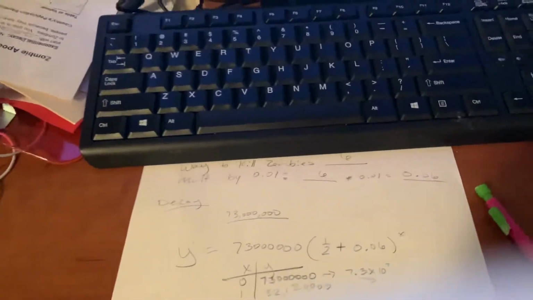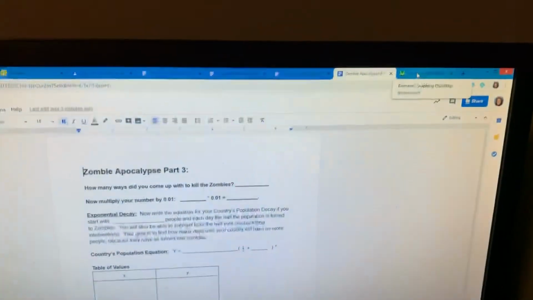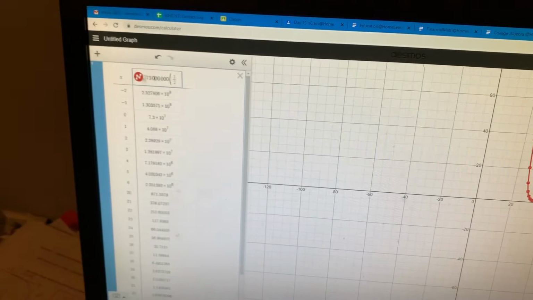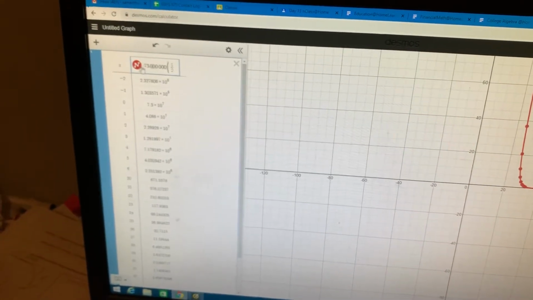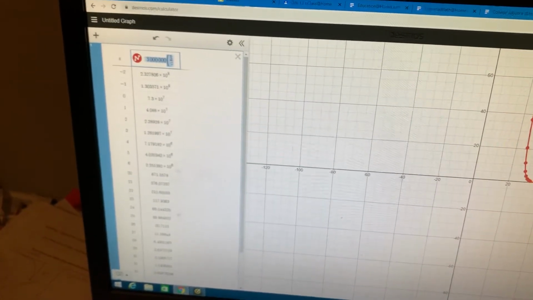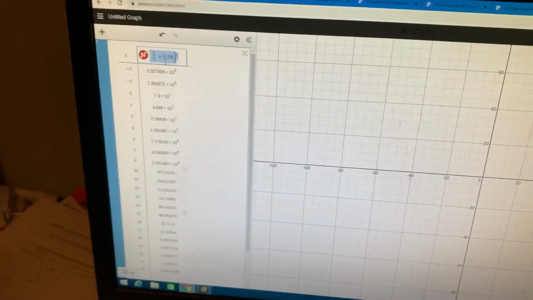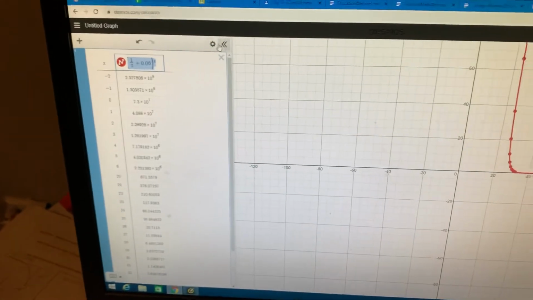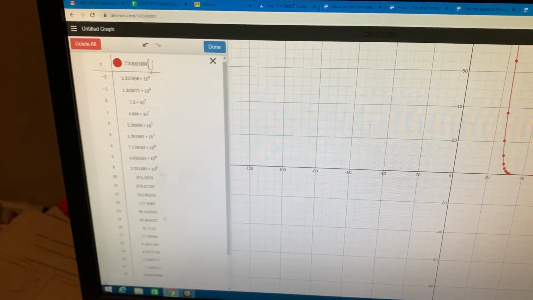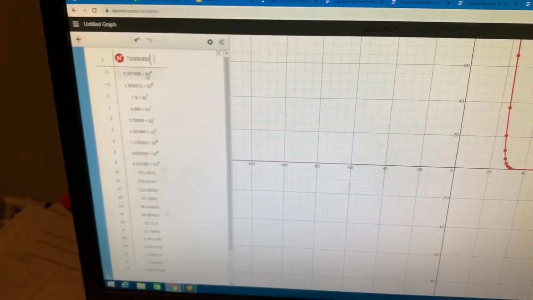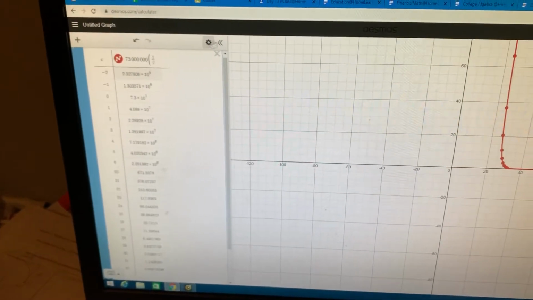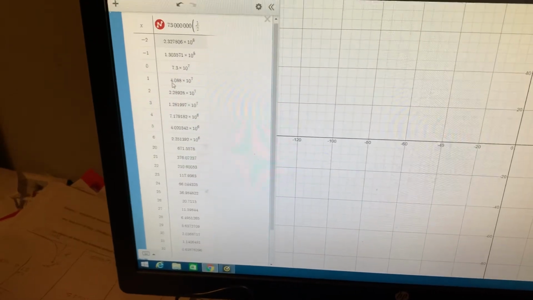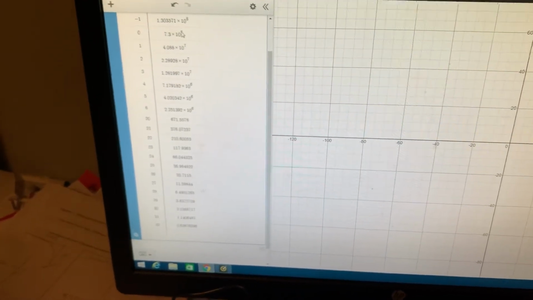So to do that, I'm going to go to Desmos. So in Desmos, then over here in my equation, okay, so remember you can do the equation. I did 73 million 1/2 plus 0.06 to the x power. And then remember I hit the little gear, and that little gear let me put in the table. Okay, so right here, this little gear, it'll give you that table option, and that's what I've done. So it's going to give you the first few in scientific notation.